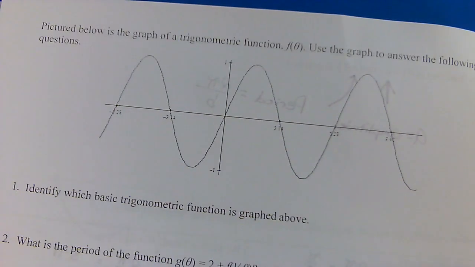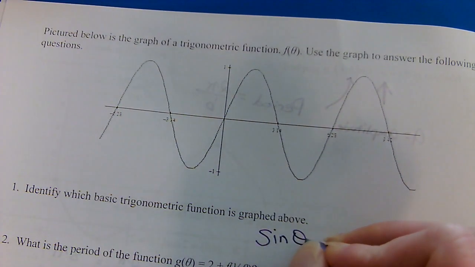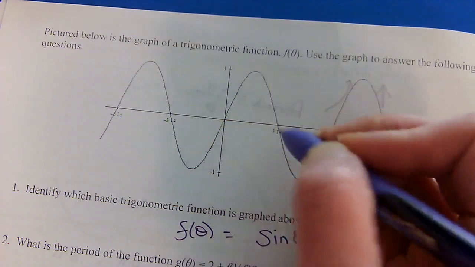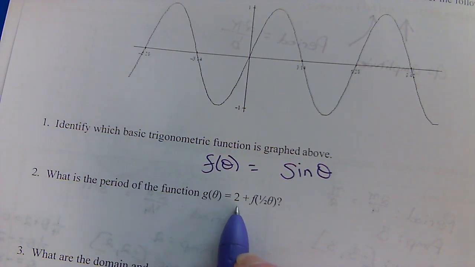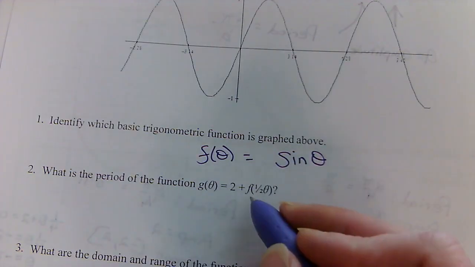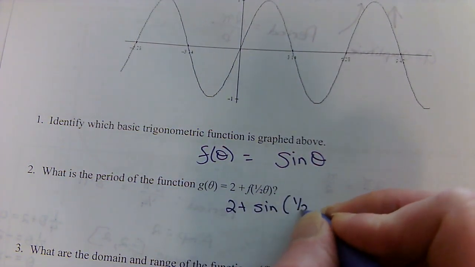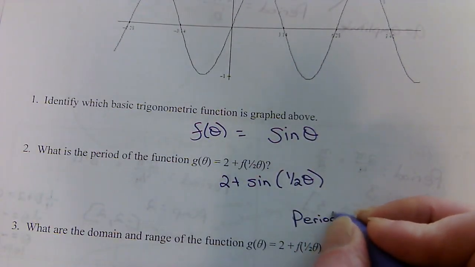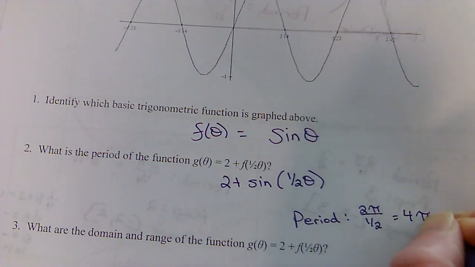Let's look at this graph. Which one does it look like? That sure looks like sine, because it starts at 0 and then goes up. Now, what would be the period if I did 2 plus, it says f, so we're talking about sine, 2 plus sine of 1/2 theta? Well, okay, so the period would be 2 pi divided by 1/2, which is 4 pi.